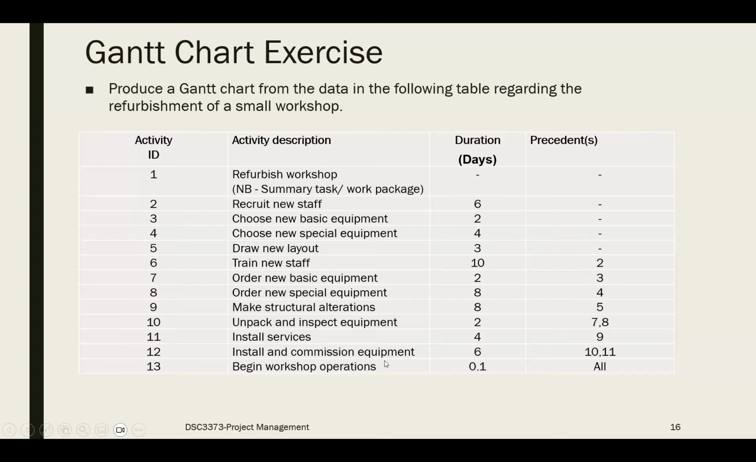Okay. In certain cases, you will have 2 precedents. For activity 10, you have to complete activities 7 and 8 before starting activity 10. So using this information, can you try and produce the Gantt chart for this organization, for this workshop? Maybe take about 15 minutes, and then please send it to me through the chat box.